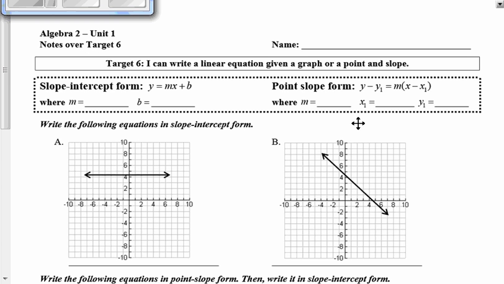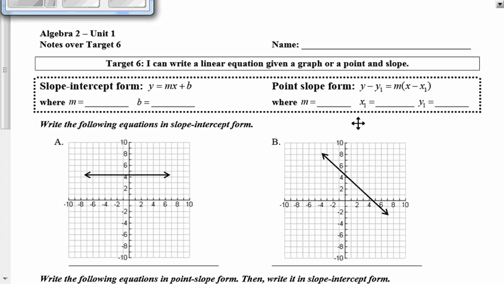We've got some quick notes for Target 6 today. Remember, if you were absent, if that's why you're watching this video, you probably also missed your quiz over Targets 1 through 5, which means that you will receive your test score. You won't have to make that up, but do make sure that you understand these notes before getting back to school.